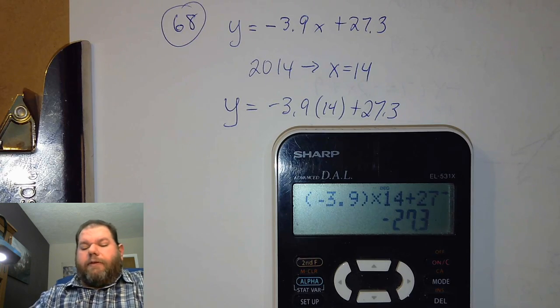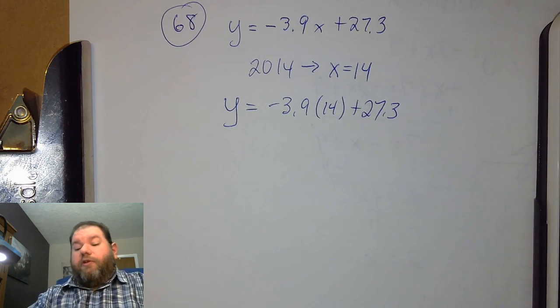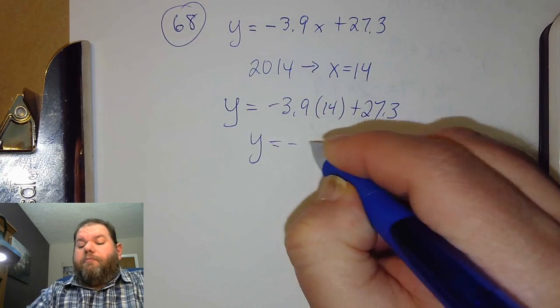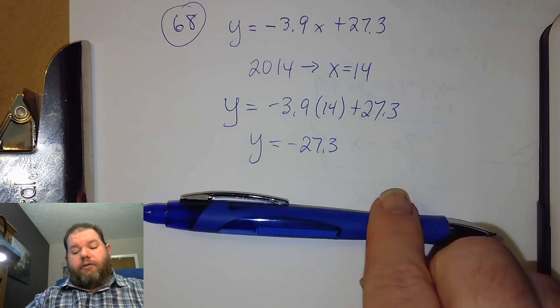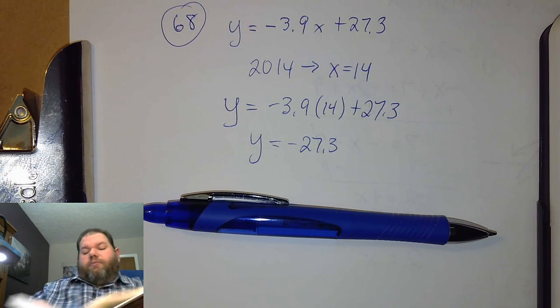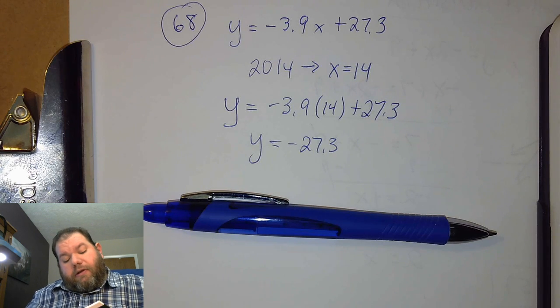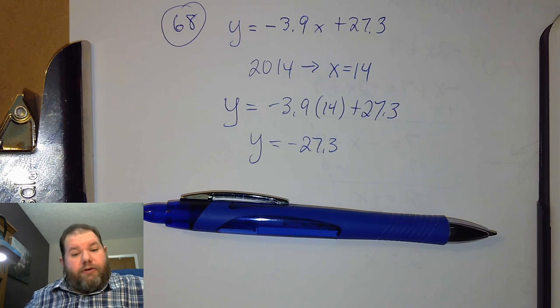Huh, I wouldn't have guessed that. So that is a coincidence. Now again, what y actually represents here, that's worth mentioning. We need to know the context of the problem. This indicates the percent change in shipments since the year 2007. So that means in 2014 they had 27.3% less shipments than they did in 2007.